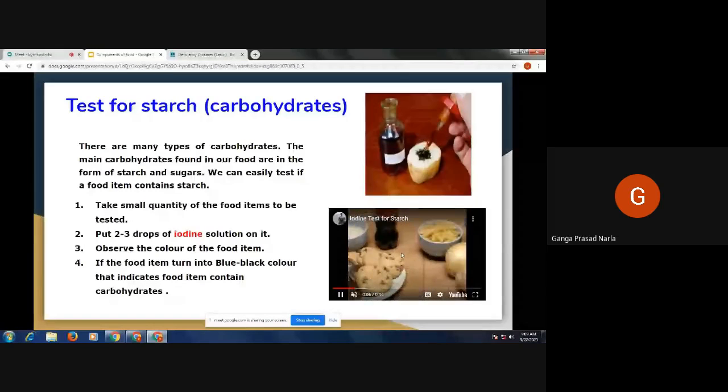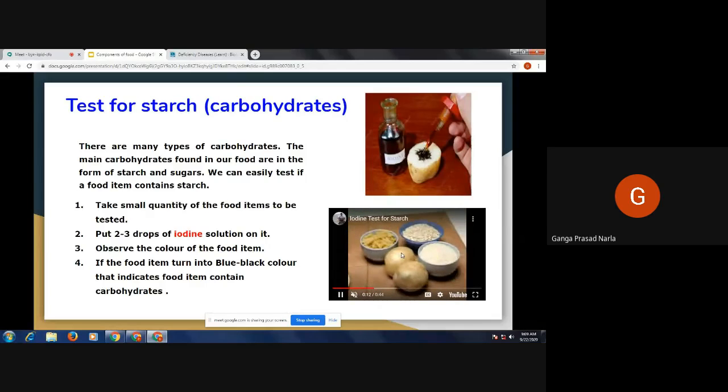The food turns blue or black in color. If you observe the video, you will understand. We need to take a small quantity of food item and put 2 to 3 drops of iodine on it.